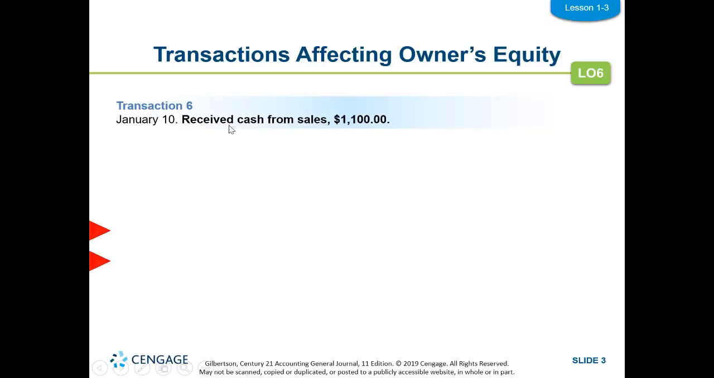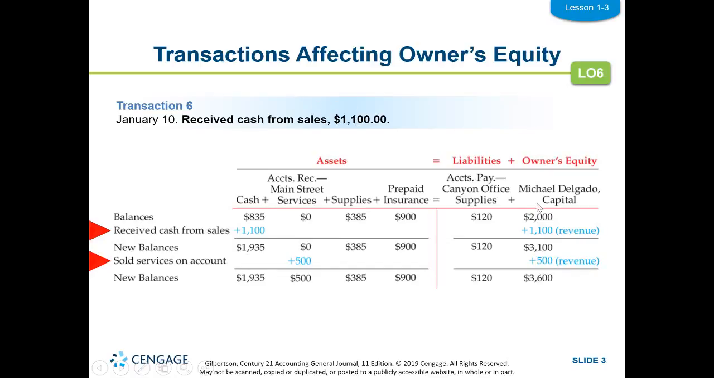So January 10th, received cash from sales, $1,100. What two accounts are affected? Well, we received cash because of a sale, so our cash account and our owner's equity revenue account. Remember, cash is an asset. The revenue account is an owner's equity. So here we have our cash. You see we don't have an actual revenue column that we're putting in here. For now we're just putting it underneath capital.